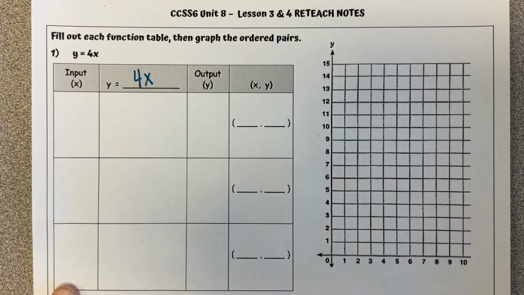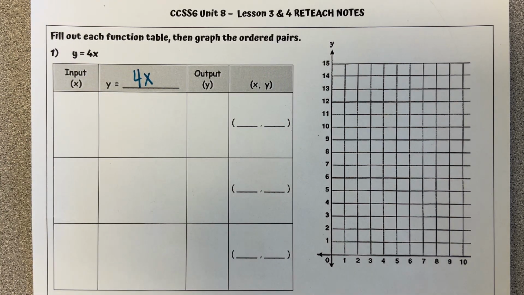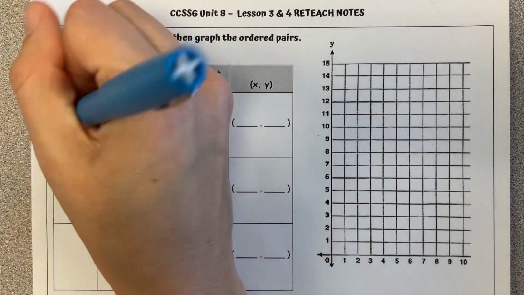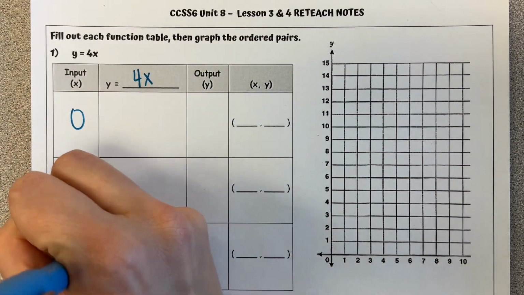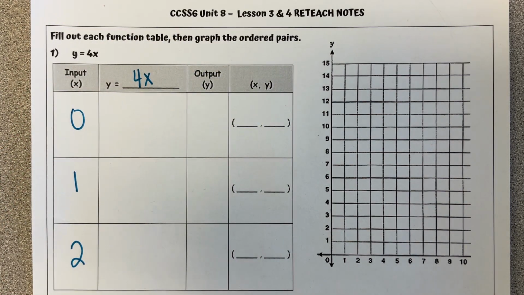We get to choose the input values. We can choose any values. I always try to do smaller values to make it easy. I'm just going to do 0, 1, and 2. Maybe you do 1, 2, and 3. I know this is going to fit into the graph.